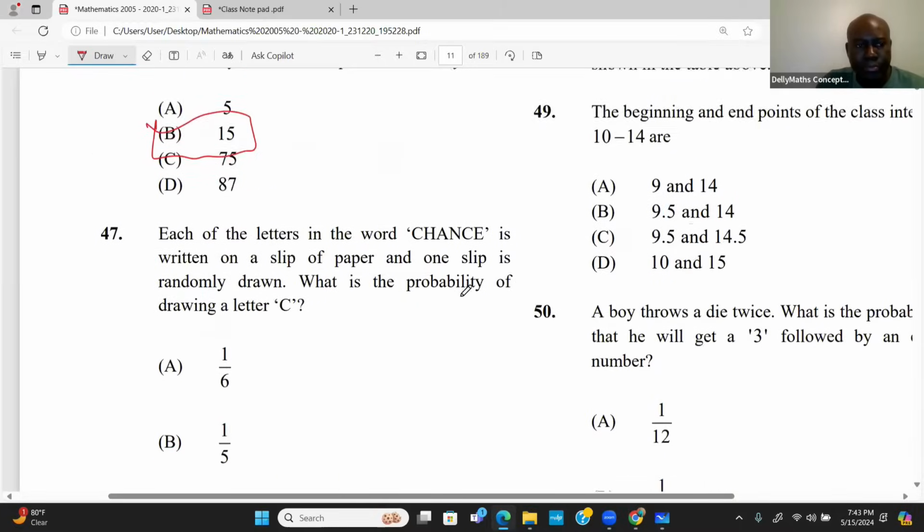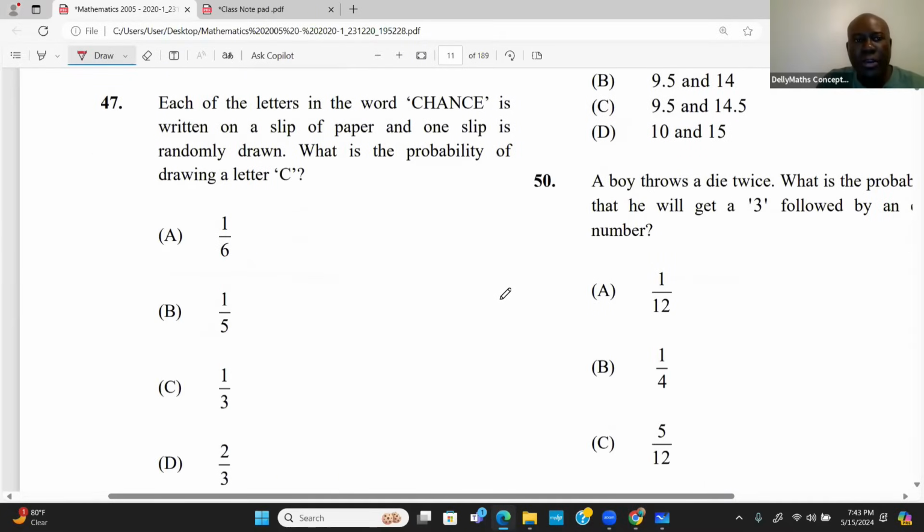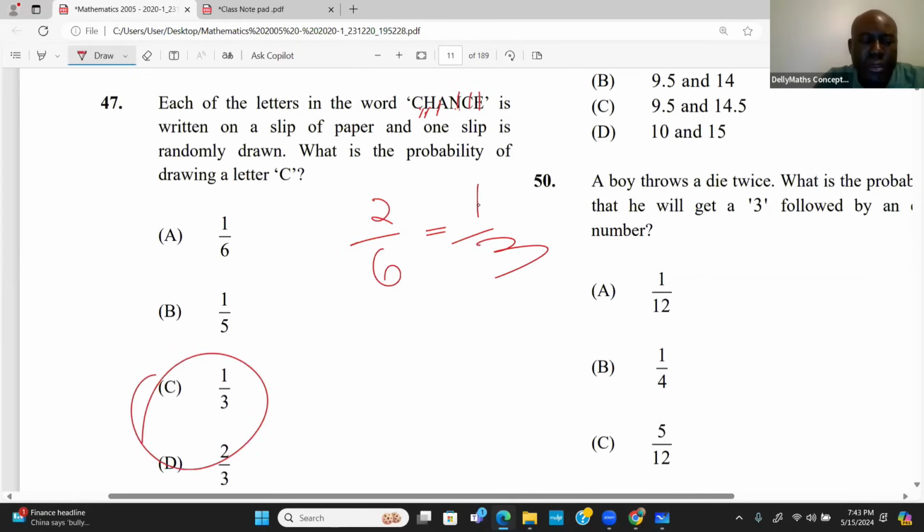Each of the letters in the word chance is written. So what is the probability of drawing a C? How many Cs do we have? 1. How many letters? 1, 2, 3, 4, 5, 6. So this is 2 out of 6, which is 1 out of 3 for your answer right there.